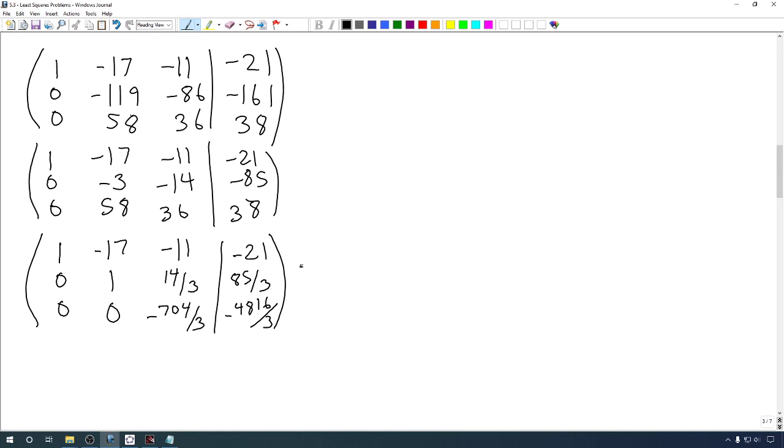Now we're in a position to finally solve our system. Basically, our last row is this number times z equals that number. In fact, we can multiply that by 3 and not have to worry about that. So we have negative 704z is equal to negative 4816. And so z, simplifying it a little bit, is going to turn into 301 divided by 44.